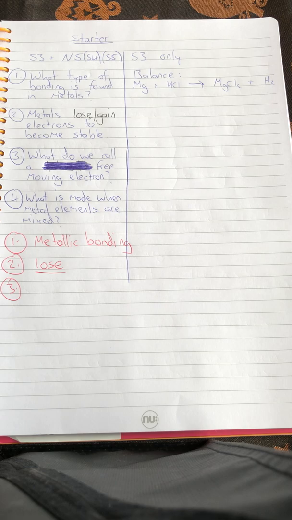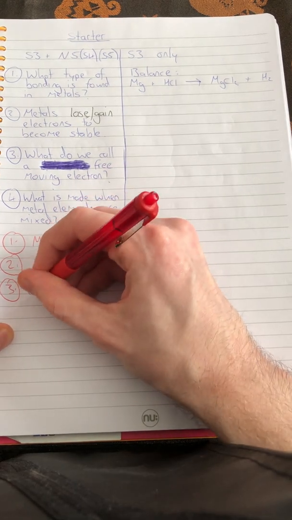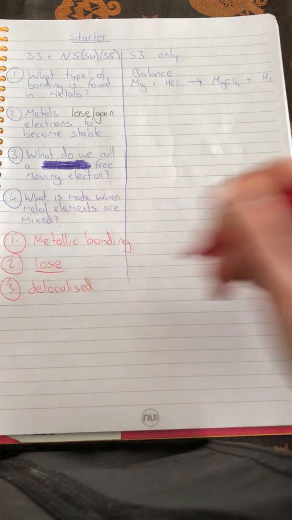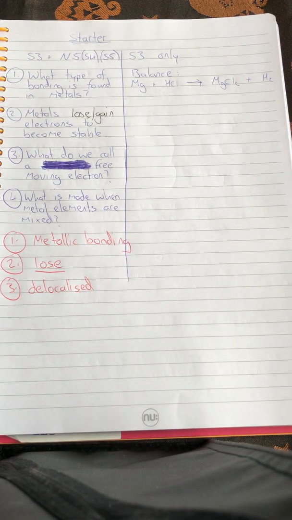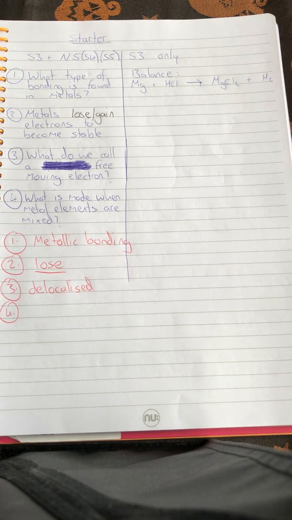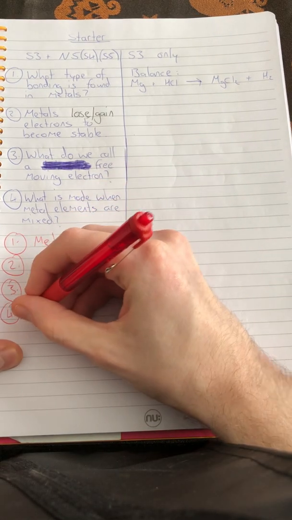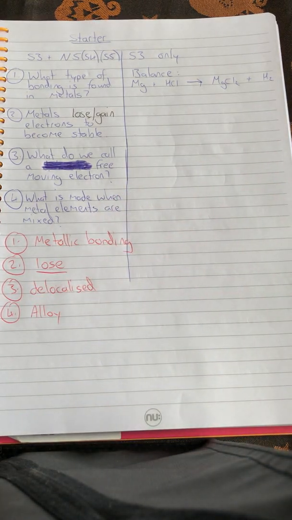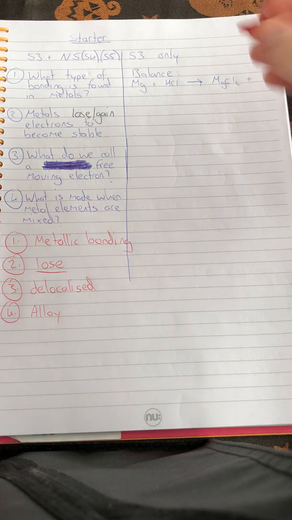Question 3, what do we call a free moving electron? We call that delocalized. Yeah, and then when we get multiple delocalized electrons, we call that the sea of electrons. Question 4, what is made when metal elements are mixed? Remember, we can't get compounds. They don't bond together, metal elements, they can only be mixed, and if they are mixed, it is called an alloy. Okay, so we get an alloy. Right, so 4th years, 5th years, that's you. I'm just going to move on to the 3rd years.